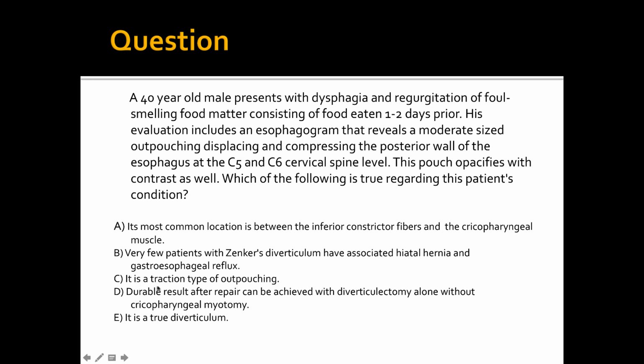It's a traction type of outpouching? No, this is a pulsion type because this is due to the high pressure of the cricopharyngeus muscle. There's outpouching of the esophageal mucosa due to pulsion. Durable repair can be achieved with diverticulectomy alone? No, you don't have to do diverticulectomy, but you must do a cricopharyngeal myotomy. You must do the myotomy. It's a true diverticulum? No, it's a false diverticulum because it's not full thickness.